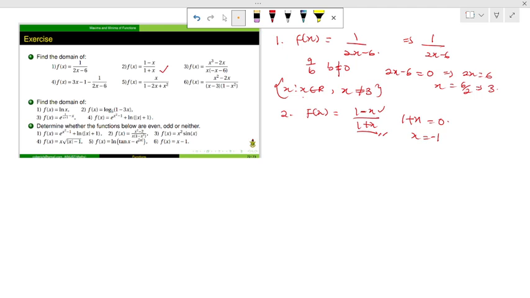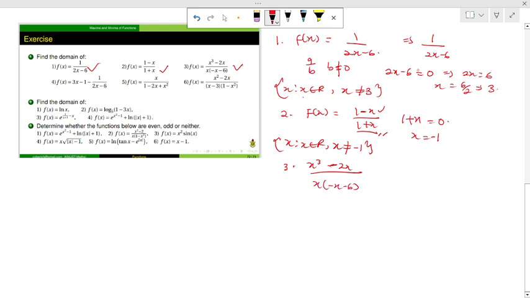So for me to write the domain, I'll say x is such that x is a member of all real numbers where x is not equal to negative 1, right? Yeah. Number 3, so I'm done with this. x cubed minus 2x all over x multiplying negative x minus 6. As well, you don't consider the numerator. Let's focus on the denominator. So negative x minus 6 is equal to 0.